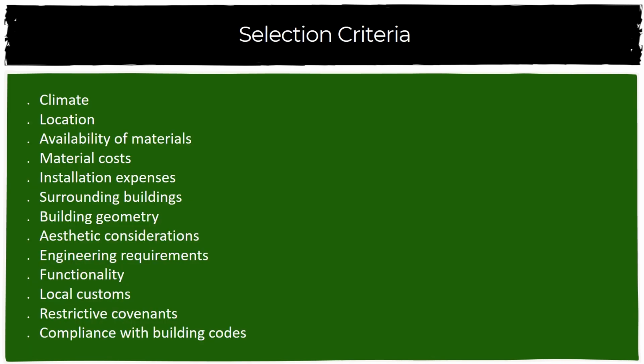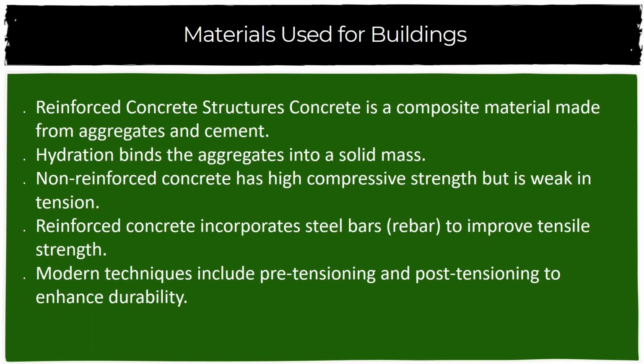Selection criteria. Climate, location, availability of materials, material costs, installation expenses, surrounding buildings, building geometry, aesthetic considerations, engineering requirements, functionality, local customs, restrictive covenants, compliance with building codes, materials used for buildings.